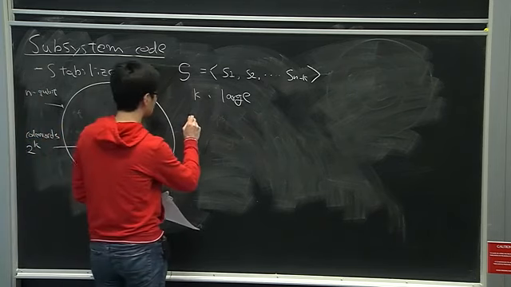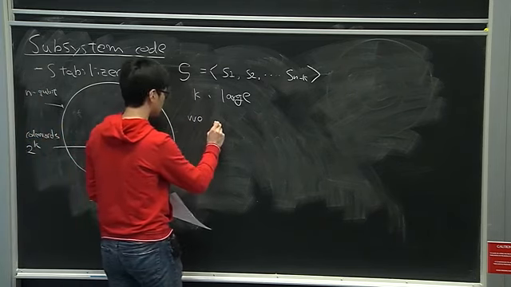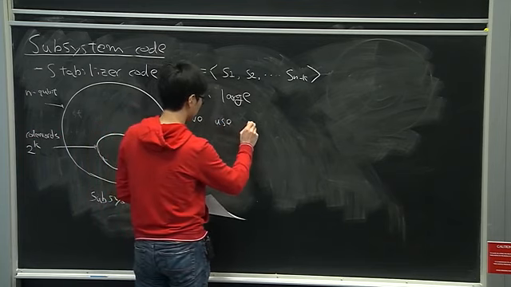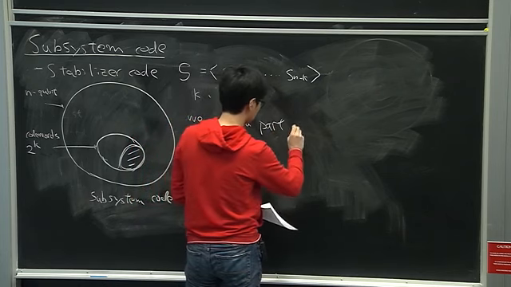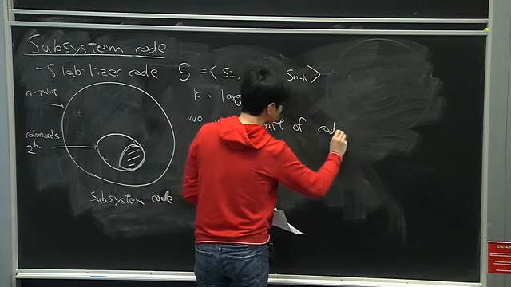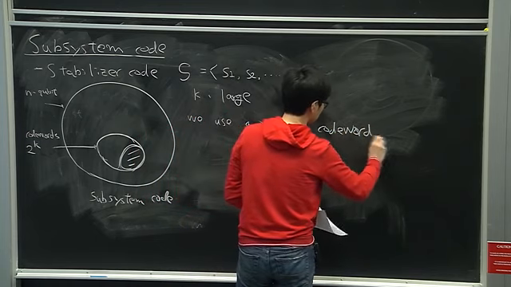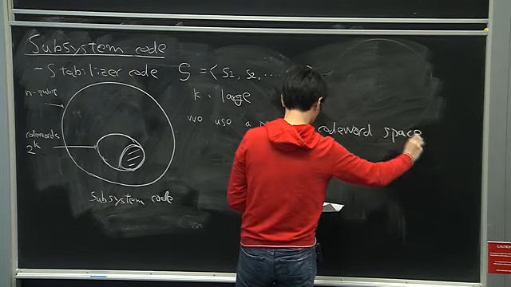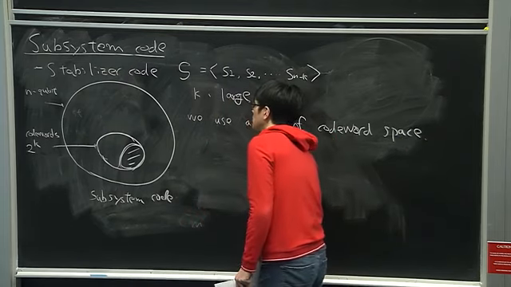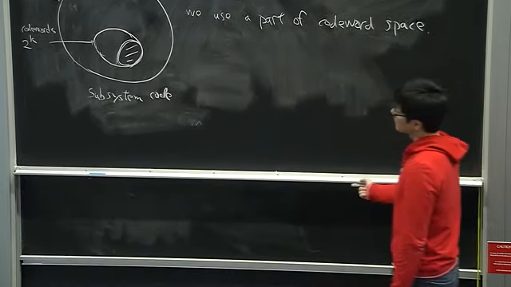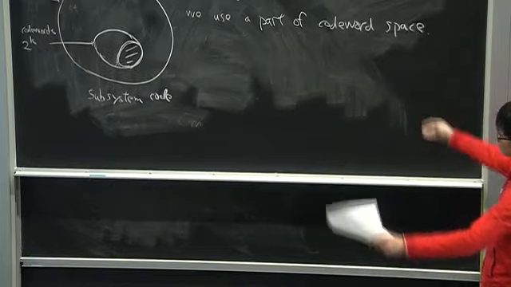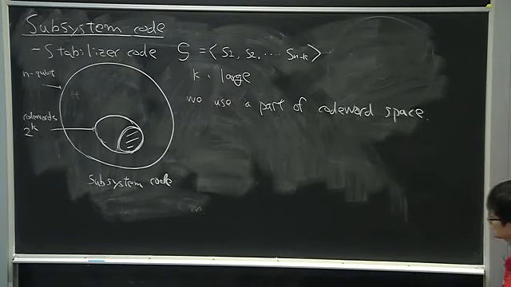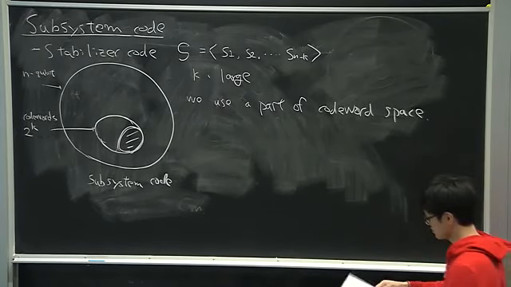So at the very intuitive level, this is the idea of a subsystem code. So you have a big space of code words, and then you only use a part of it.